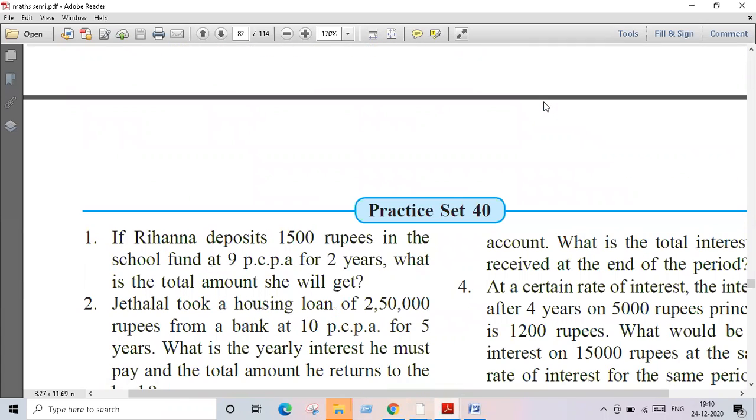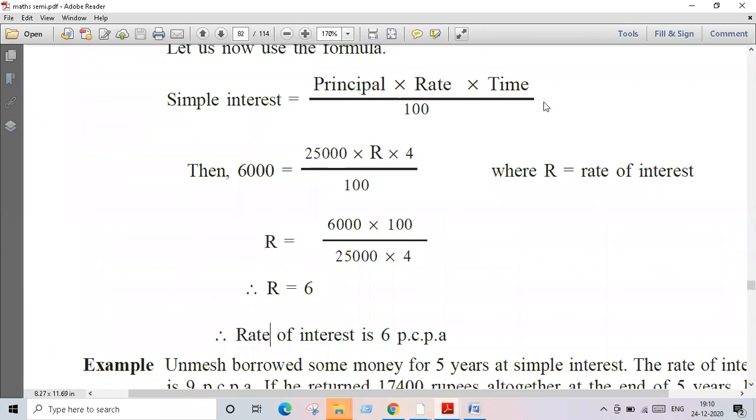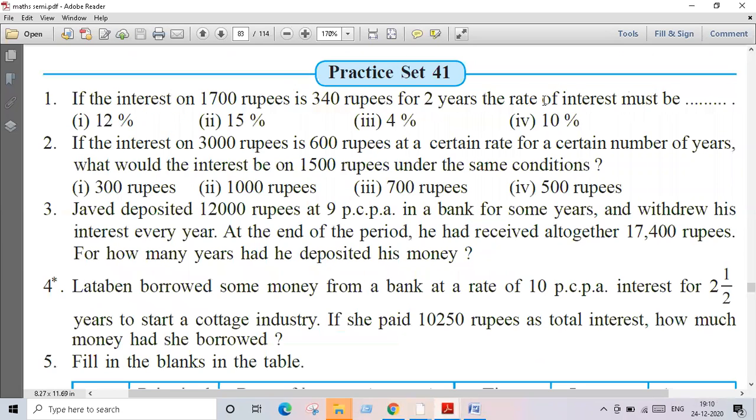And we have already learned about practice set 40. Now let's solve practice set 41. The only thing you need to remember is the formula. Now question number 1, options are given and there is a question. If interest on 1700 rupees is 340 rupees for 2 years, what is the rate?